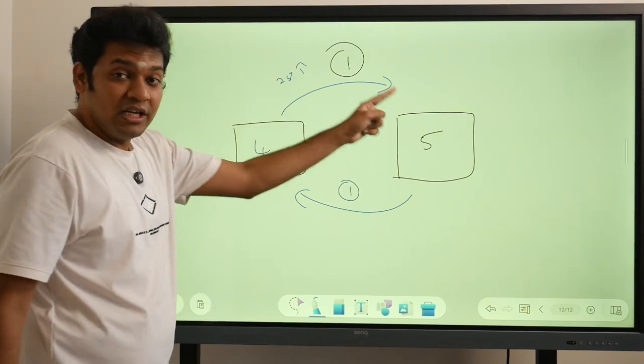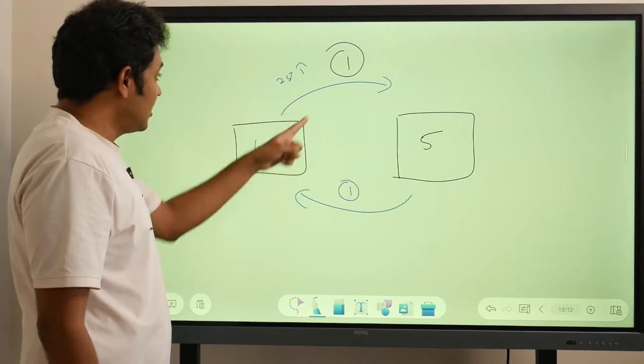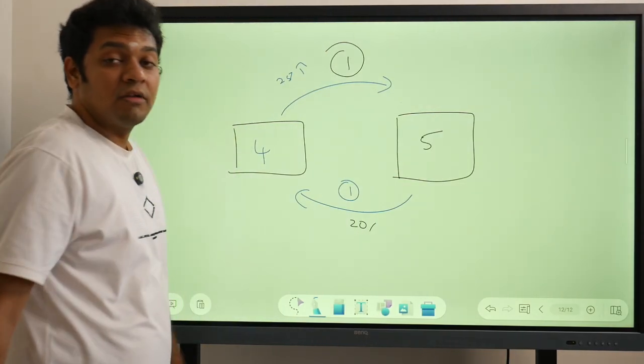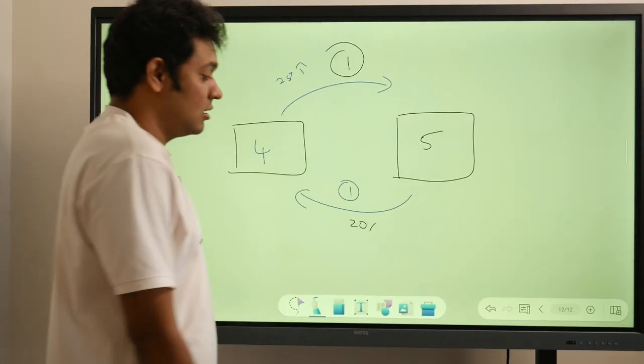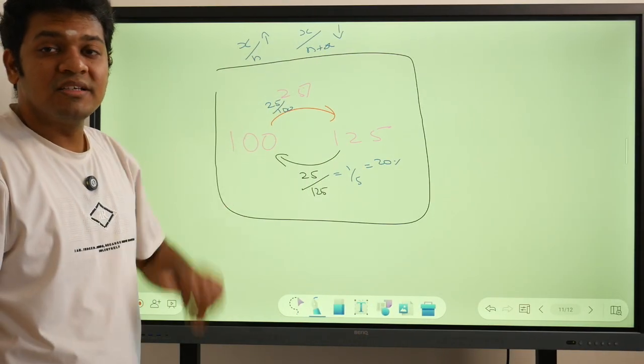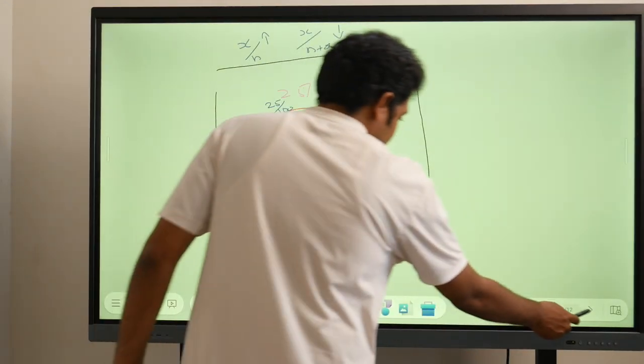So 1 by 4 increase, 1 by 5 decrease. I know 1 by 4 is 25%, 1 by 5 is 20%. That's what we had here. Clear? This is percentage increase and percentage decrease.